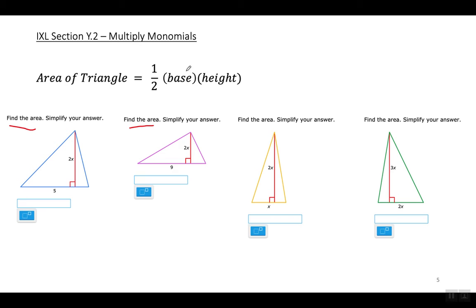In other words, multiply the base times the height, and whatever you get, divide it by 2. I'll say it again. Multiply the base times the height, and whatever you get, divide it by 2. You can think about it that way.